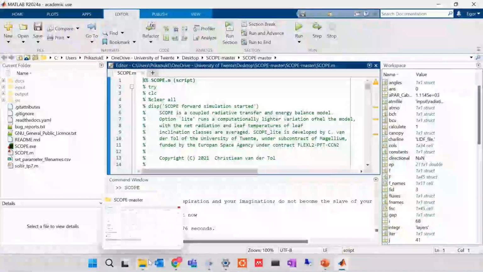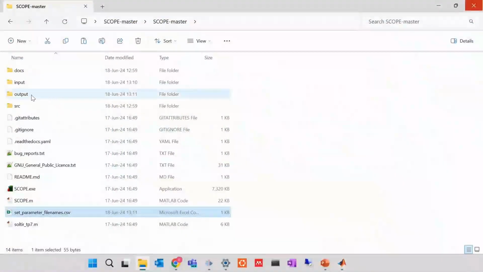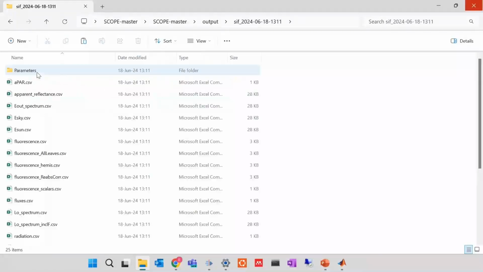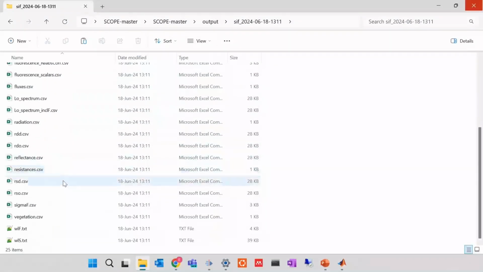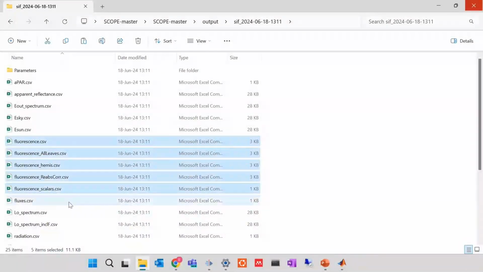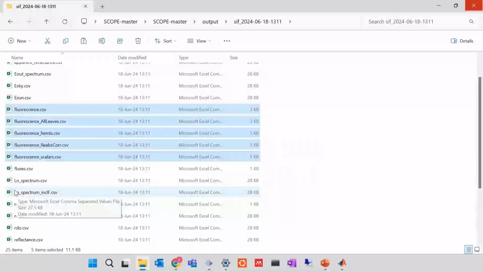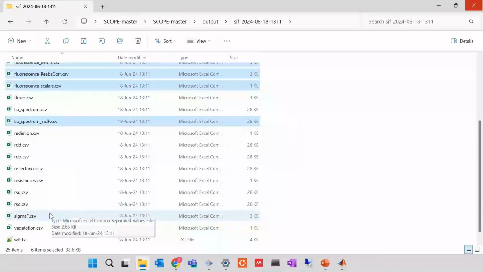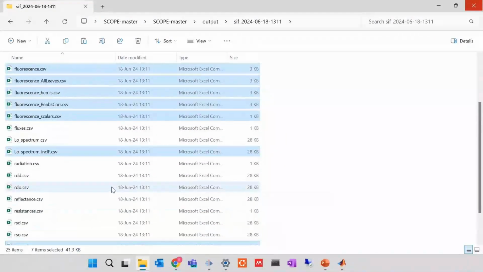I'm going first to show you the output that is available in the folder. So it's the output folder, solar-induced fluorescence. Here you see a lot of outputs. The fluorescence-related ones are apparent reflectance, then all sorts of fluorescence at leaf and canopy scale. So these 5 files. Then radiance in the observation direction, including fluorescence. And of course, sigma F, the escape probability.